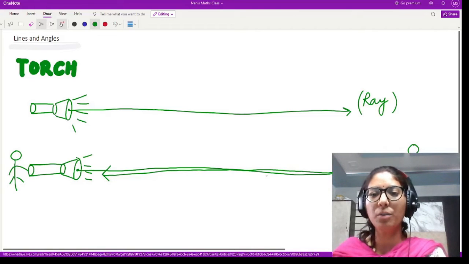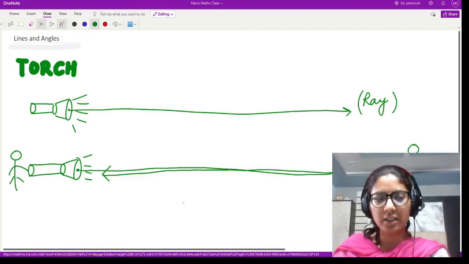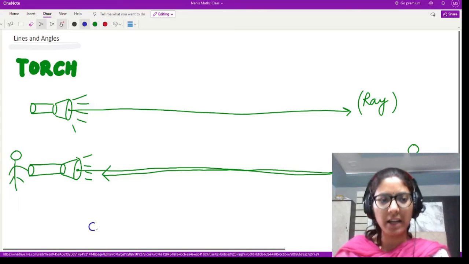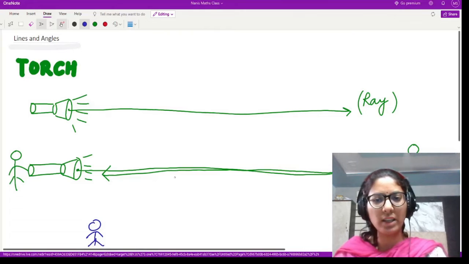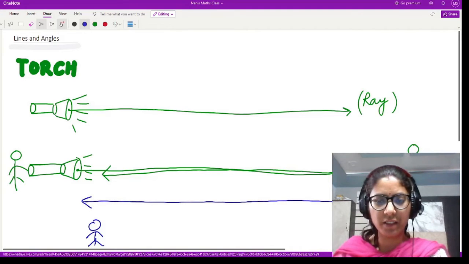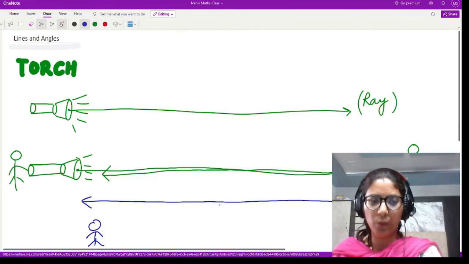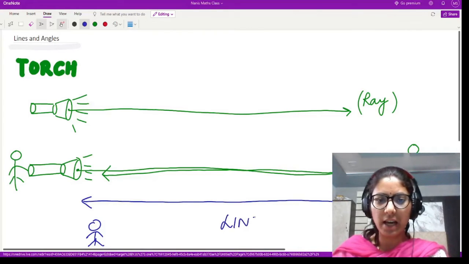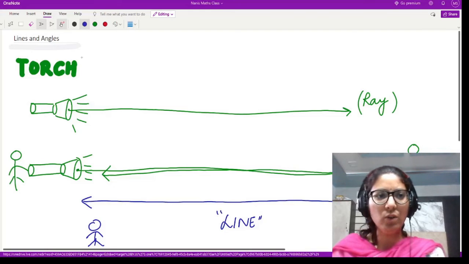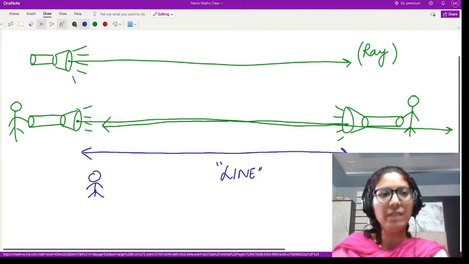So if some third person is standing somewhere outside and is looking at the event, that person would see that we have, in fact, a line which is moving in both directions equally. So we call this a line, right? So this is a line.